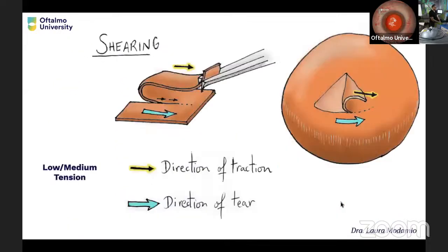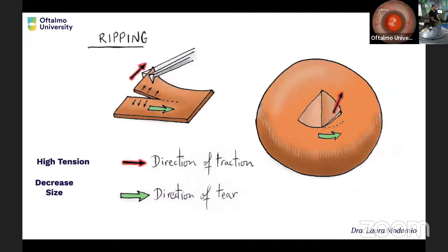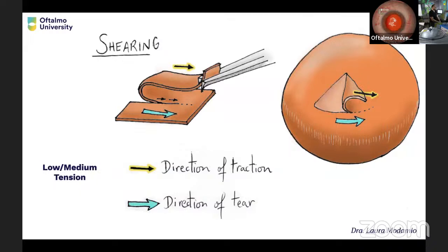So the vectors that Andrew was applying are called the shearing technique and the ripping technique. Let's talk about them. The shearing technique is when you fold the rexis and the two vectors are parallel to each other. In this case, when you do vectors like this, it is something you use for low or medium tension capsulorhexis, and you can really be in control of the final shape and size of the capsulorhexis.